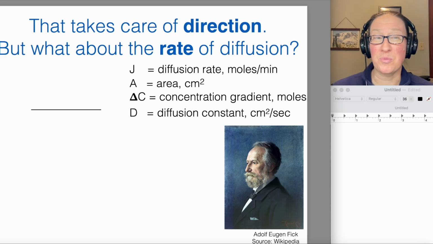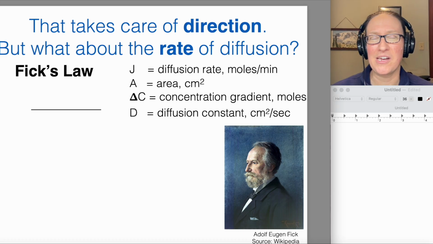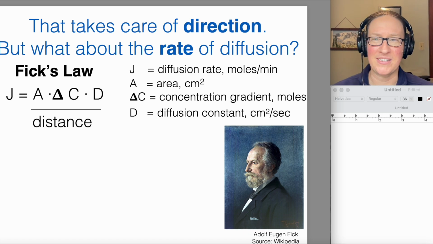So for thinking about the rate of diffusion, we've got another equation to investigate. This equation is known as Fick's law after Adolf Eugen Fick, who is responsible for originally describing and characterizing it.